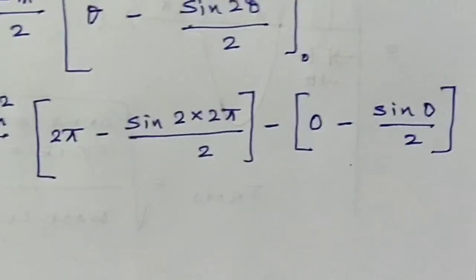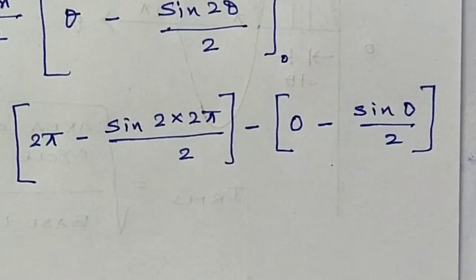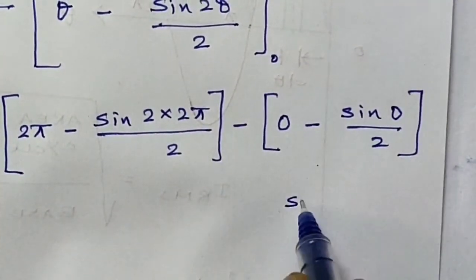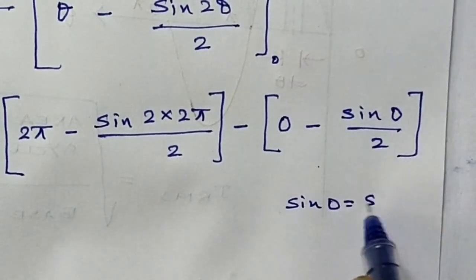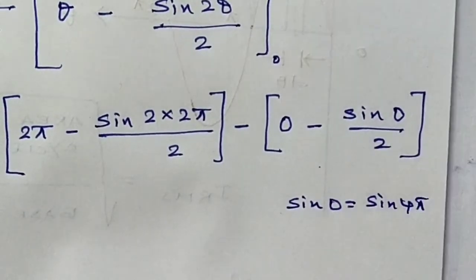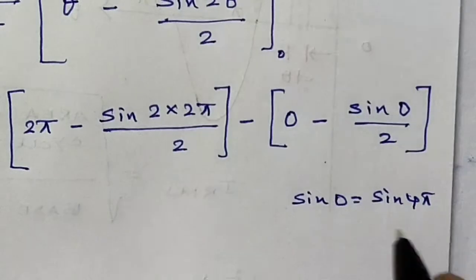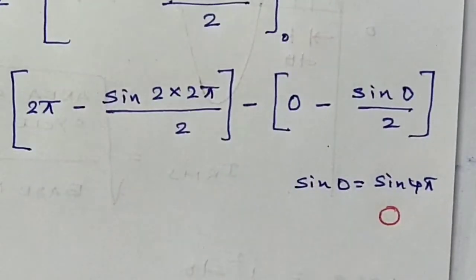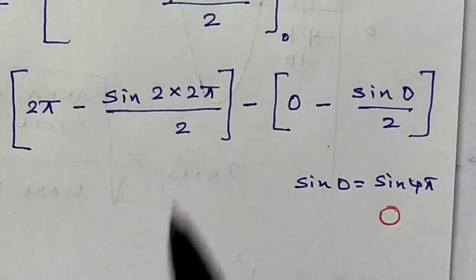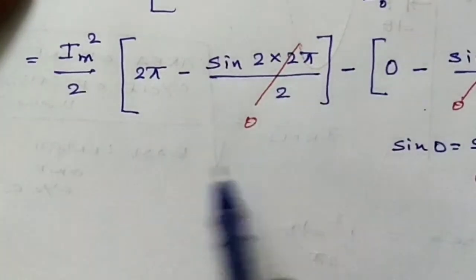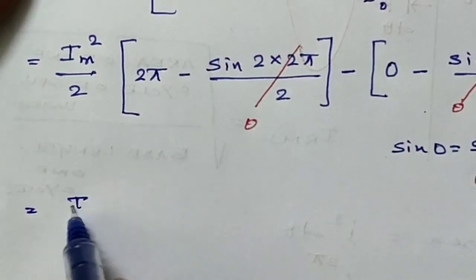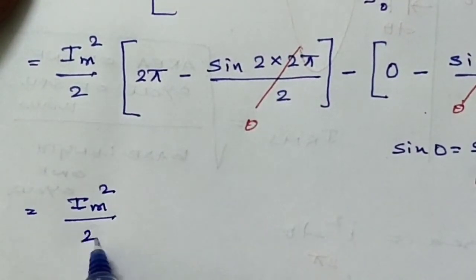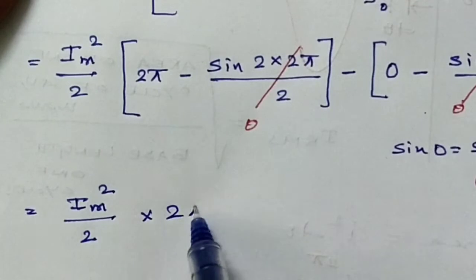So now the sin 0 and sin 4 pi. Sin 0 and sin 4 pi, that means the value is 0. So finally we can get the value, that is the 2 pi, this is the 0. So finally we can get the value, that is the Im squared divided by 2 into 2 pi.